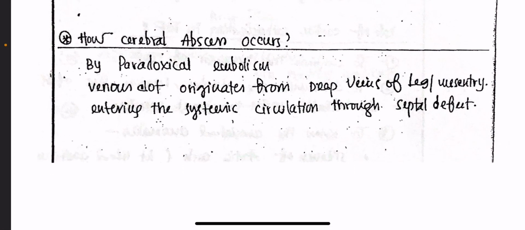How does cerebral abscess occur in TOF? By paradoxical embolism. Venous clot originates from deep veins of the leg or mesentery, entering the systemic circulation through the septal defect.